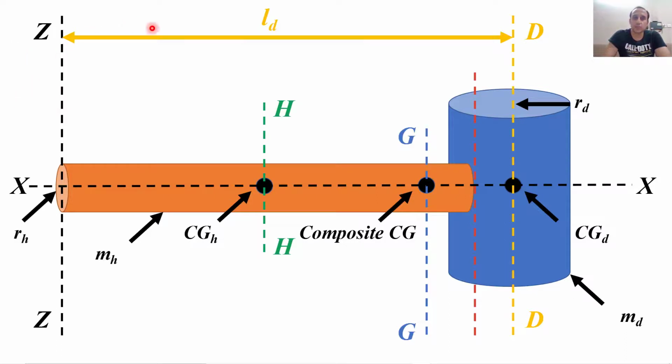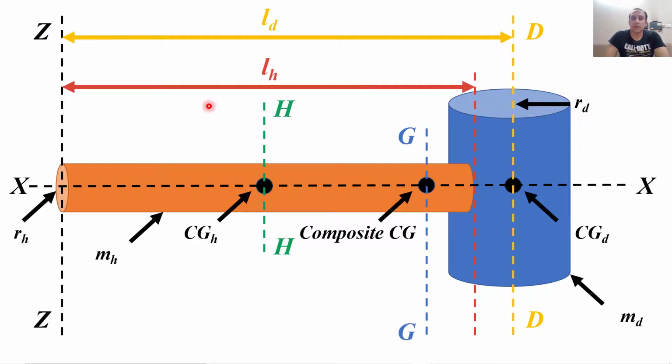So what is the distance of CGD from the axis of interest? This is LD. This is something we can calculate, because we can locate this CG. We have this axis of interest available, and we can easily measure the distance between these two axes.